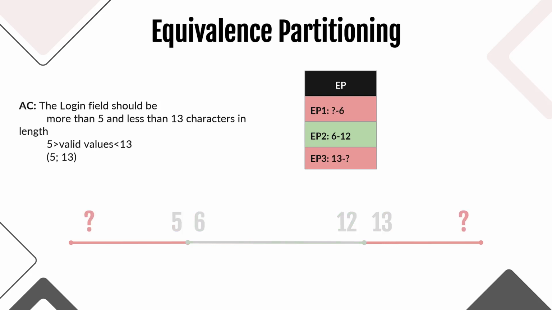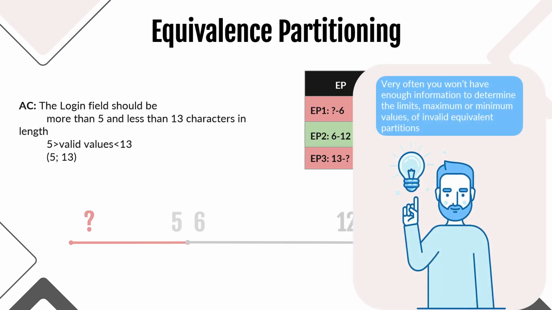In fact, even in this simple example, defining invalid equivalence partitions is more difficult than it seemed at first glance. Very often, you won't have enough information to determine the limits, maximum or minimum values of invalid equivalence partitions. As in our example, we don't know what the minimum value is. It could be 0, it could be 1, or it could even be -1. The same problem with the maximum value. It could be 30, it could be 1,000, a million, or infinity.